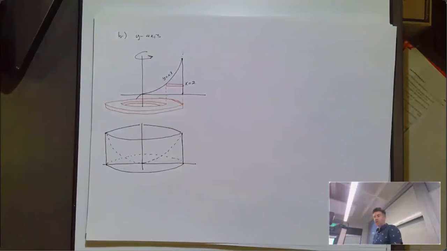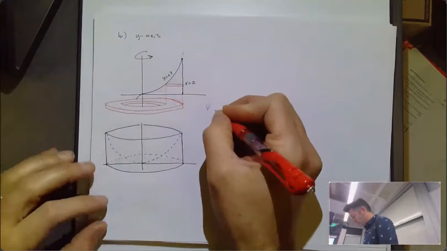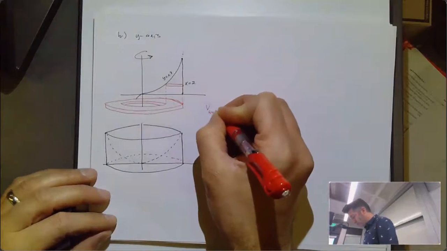And so just like before, what we're going to do is find the volume of this particular slice, and then add up all the slices. In the previous problem, we were adding up all the slices that were disks. Here, we're going to add up all the slices that are washers. So the volume of my slice, or the volume of my washer here.